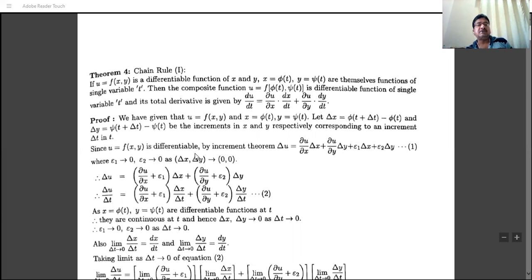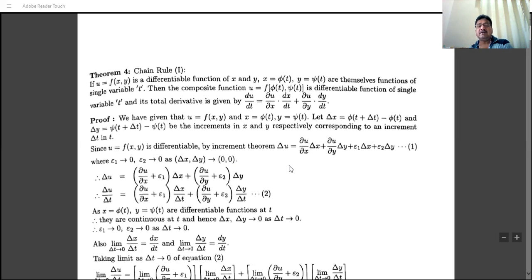So u is equal to f(x,y), a differentiable function. By the increment theorem, or by the definition of a differentiable function, what we have is delta u equal to ∂u/∂x... Actually delta u, this is the definition of the differentiable function. Delta f or delta u, both are the same. Delta u means f(x plus delta x, y plus delta y) minus f(x,y), okay? So f(x plus h, y plus k) minus f(x,y). Here h and k are delta x and delta y.